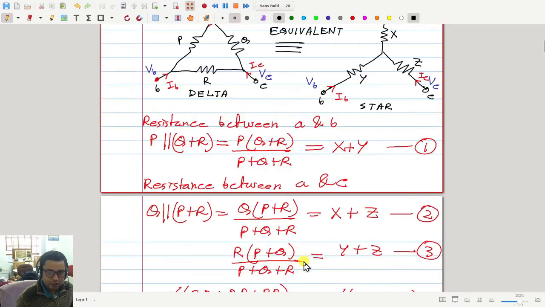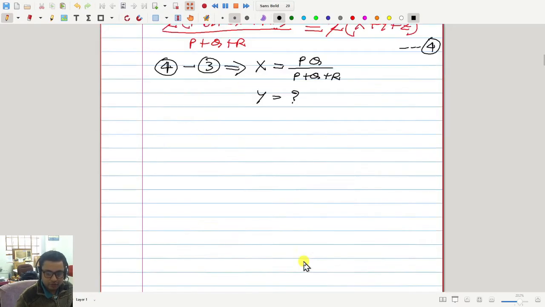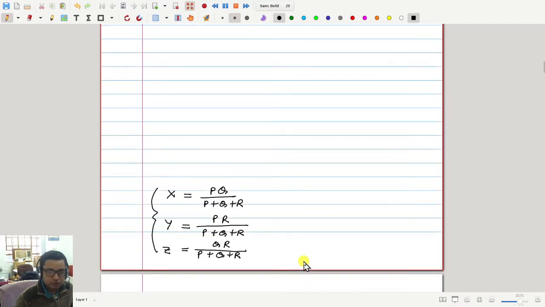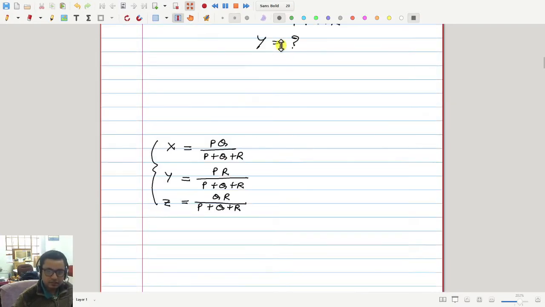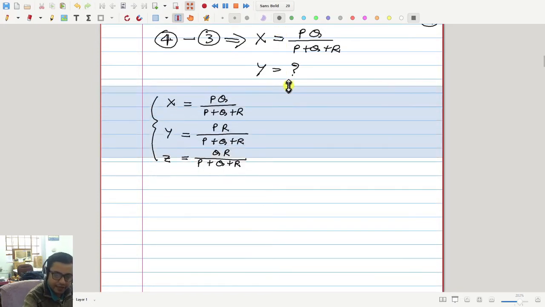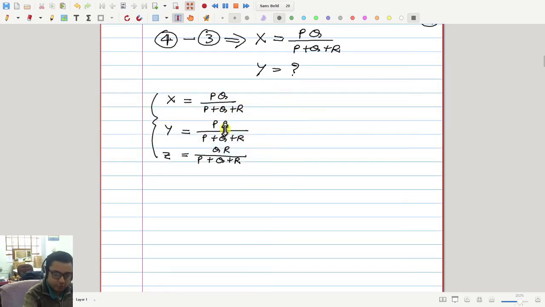And now once you know the values of X, Y and Z in terms of P, Q and R, you can also get the values of P, Q and R in terms of X, Y and Z.